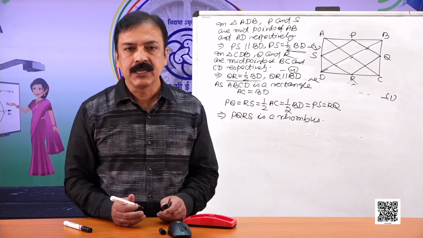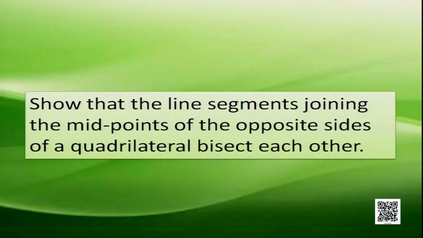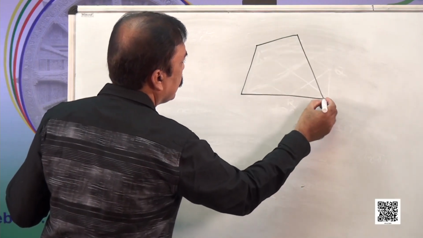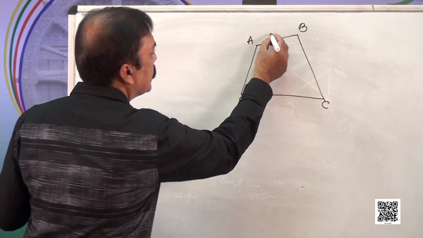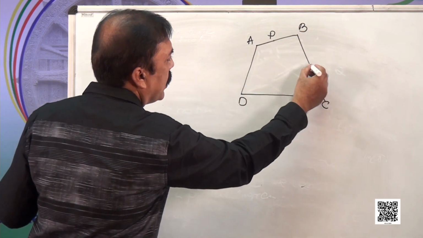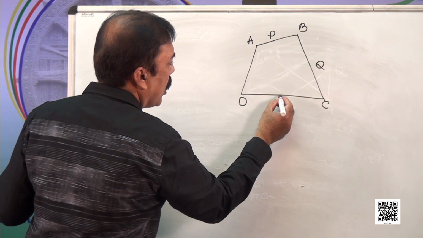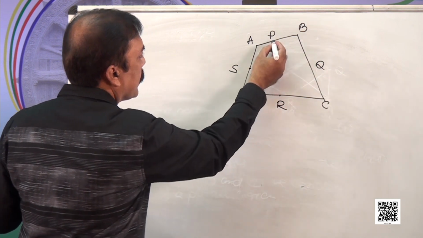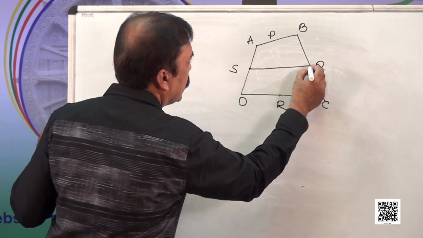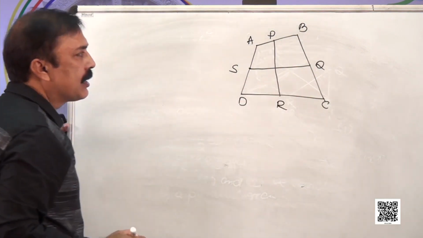Let's have another question. The question is, show that the line segments joining the midpoints of the opposite sides of a quadrilateral bisect each other. So here any quadrilateral is given, say ABCD. The midpoint of AB is P, BC is Q, that of CD is R, and that of AD is S. We have to show that SQ and PR bisect each other.